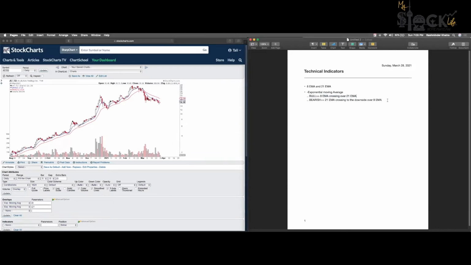So this is just one indicator I use, 8 EMA and 21 EMA, and I don't want to spend too much time on these, right? But I'll go over a little bit. The rest, I expect you to do your own research and watch a lot of tutorials on these, which will take hours. So that's number one, 8 EMA and 21 EMA.